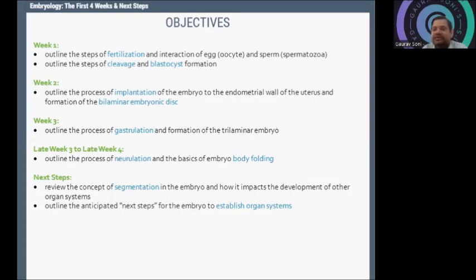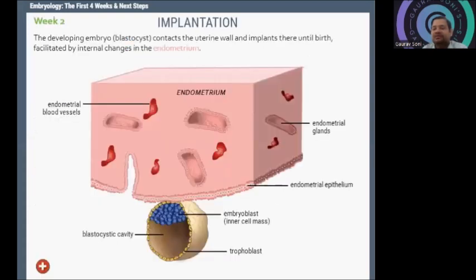Now we will talk about week 2. We have already talked about week 1, you can see it in the previous video. Now we are going to talk about week 2. So the week 2 process starts from the implantation. In the previous video, the blastocyst formation had already been done and it moved towards the uterus. So now the implantation is going to occur.